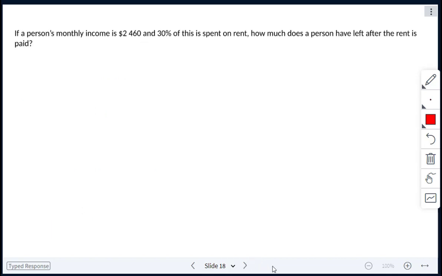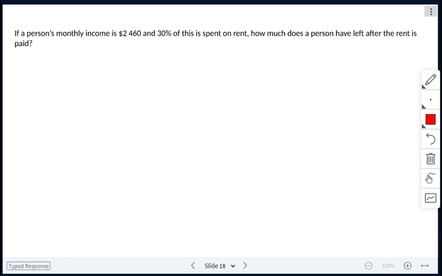Okay, let's try this one. If a person's monthly income is $2,460 and 30% of this is spent on rent, how much does a person have left after the rent is paid? All right, so pay off the rent. How much money is left to spend on food and clothing and your other bills like gas, electric, water?